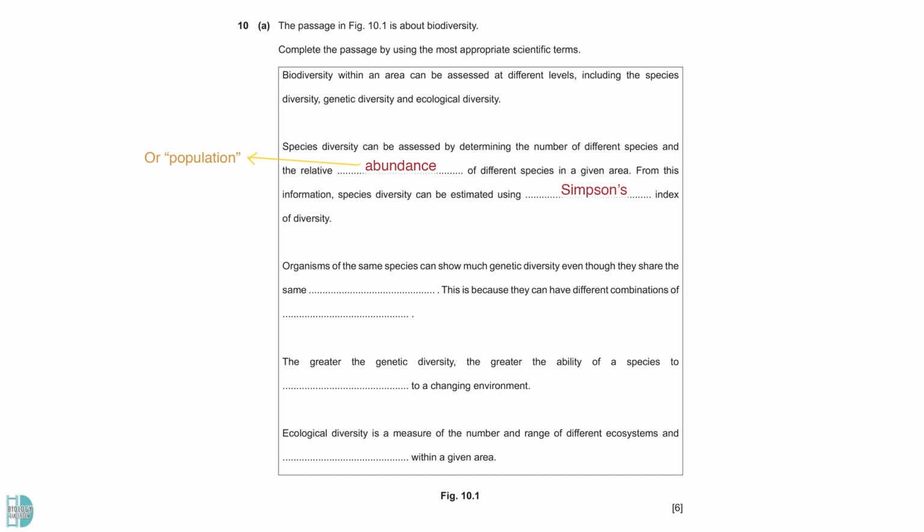Organisms of the same species should have the same genes, but they don't necessarily have the same alleles, which gives variation. Greater genetic diversity leads to a greater ability to adapt or evolve, as not all individuals are affected by the changing environment in the same way. Some might be better at overcoming the selection pressure. Ecological diversity is a measure of the number and range of different ecosystems and habitats or niches within a given area.